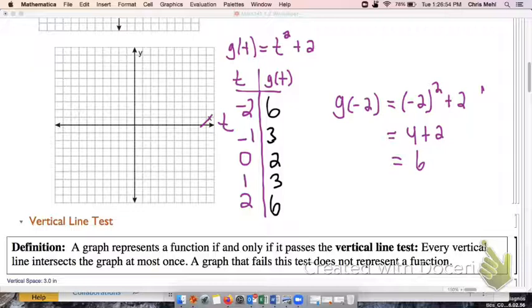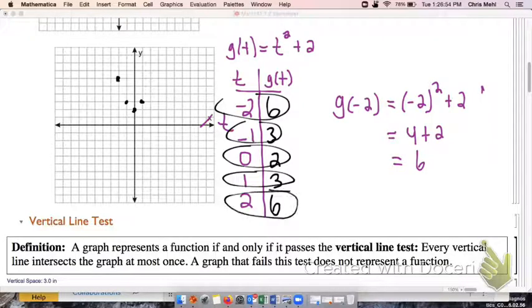I would go left 2 units and then up 6. 1, 2, 3, 4, 5, 6. There's a point. And then I would go left 1 unit and up 3. From the origin, I would go up 2. And so I've already graphed these 3 points right here. Now I'm plotting 1, 3. That means go right 1, up 3. And then finally the last point has coordinates 2, 6. That means go right 2 and up 6.